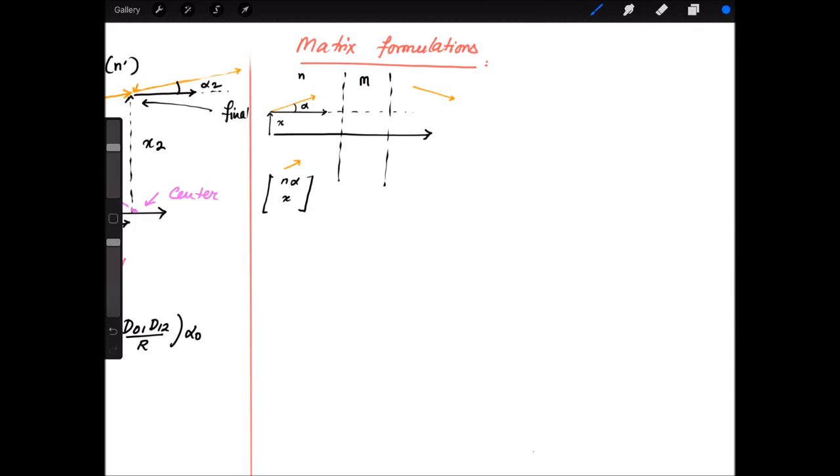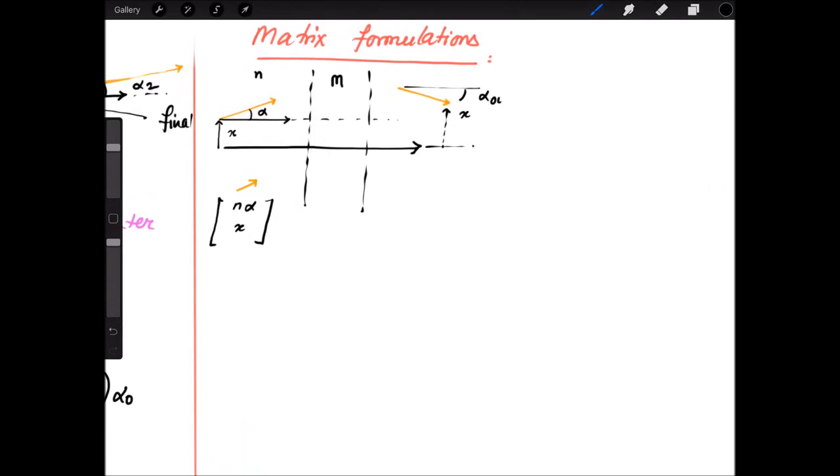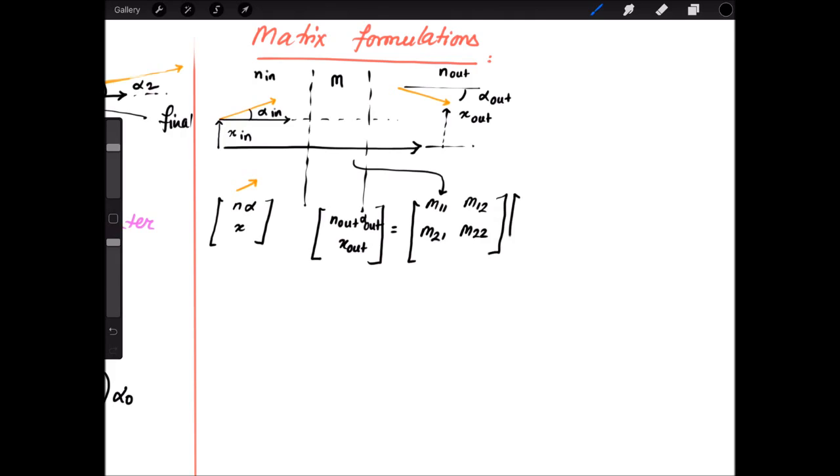Similarly, on this side, the ray has, suppose, a height x and another angle alpha. So there's no point calling them the same angle, so I'll put this as alpha out because this is coming out of the system, x out. The refractive index on this side is, suppose, n out. This, let's put n in, alpha in, and x in. If that is the case, what we can write is the final vector defined as n out times alpha out, x out equals this optical system matrix M, let's say it has 4 elements, M11, M12, M21, M22, times n in, alpha in, x in.